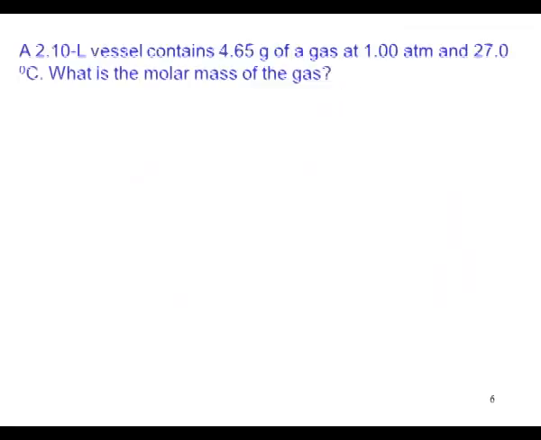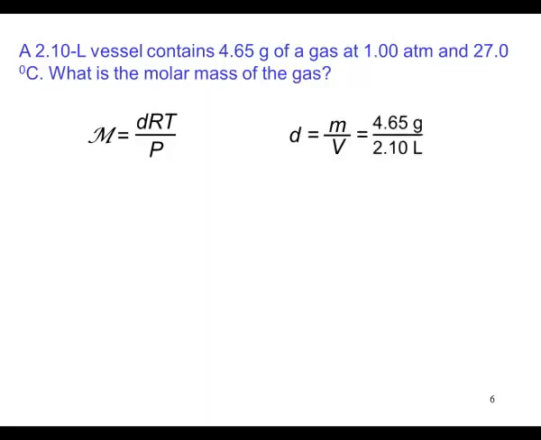A 2.10 liter vessel contains 4.65 grams of a gas at 1 atmosphere and 27 degrees Celsius. What is the molar mass of the gas? The molar mass is equal to the density times RT over P. The density is the mass over the volume. In this case it's 4.65 grams divided by 2.10 liters, or 2.21 grams per liter.